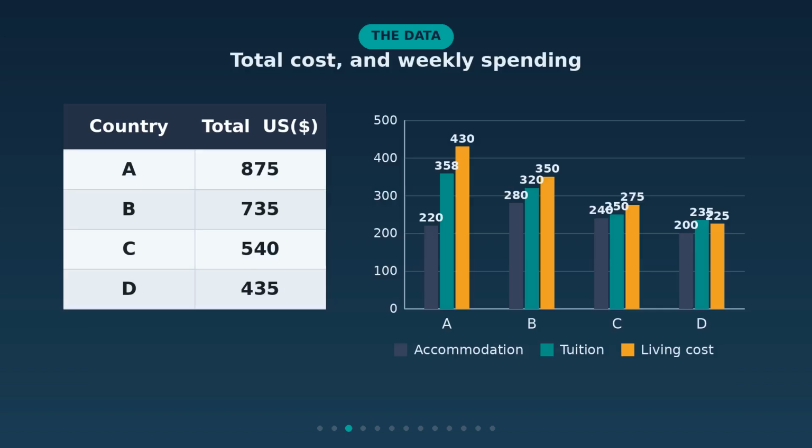Take a moment to read the data. The table on the left gives one total figure per country. The bar chart on the right splits weekly spending into accommodation, tuition, and living cost for each of the 4 countries. Notice these are 2 different measures, so we will report each one in turn.